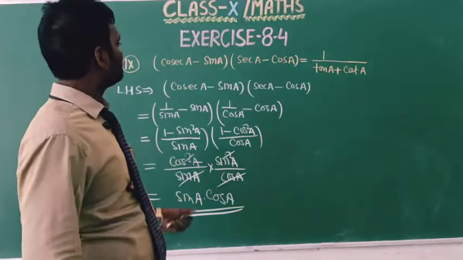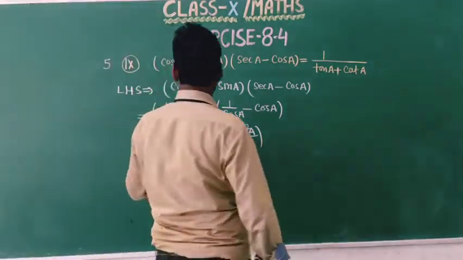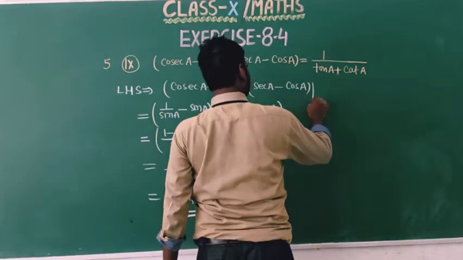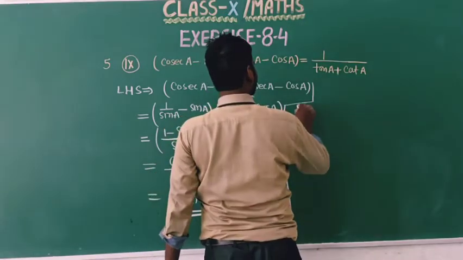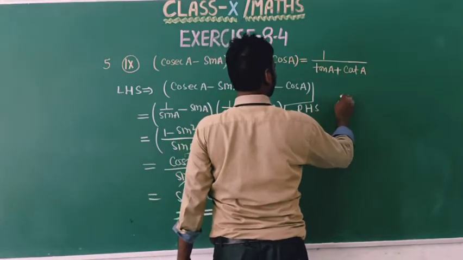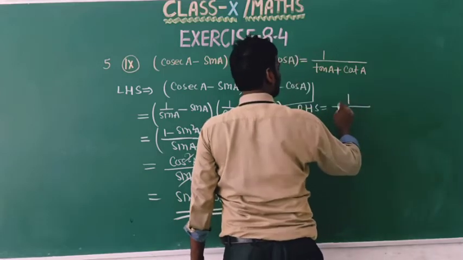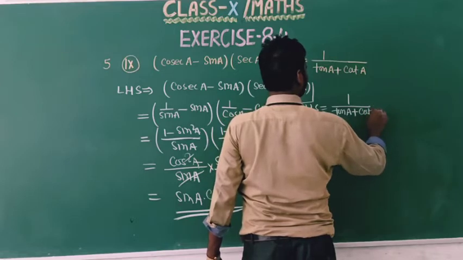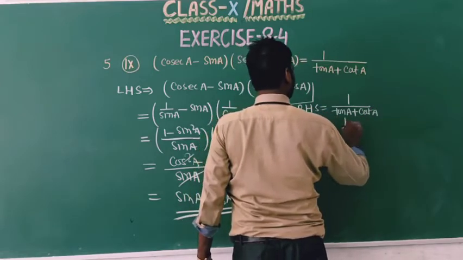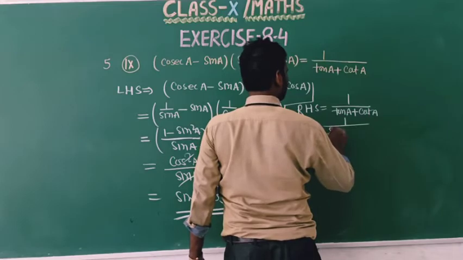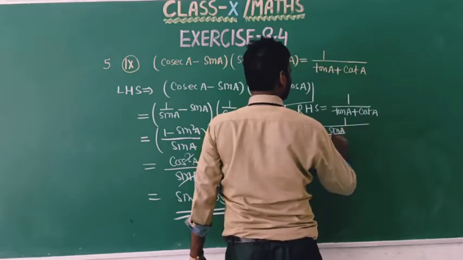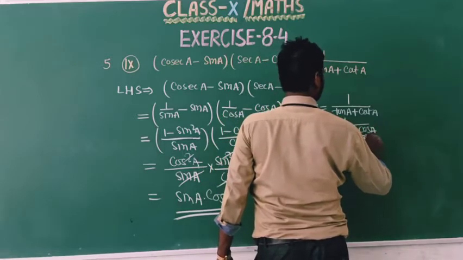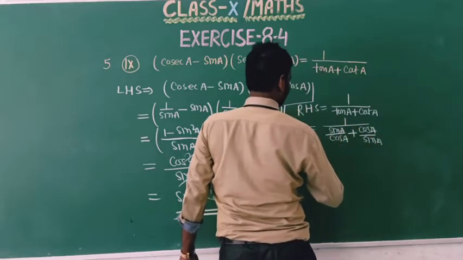Now I will simplify the RHS part. This is 1 upon tan A plus cot A. So this is written as sin A by cos A plus cos A by sin A.